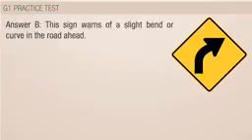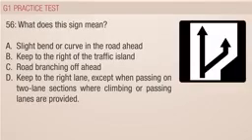Answer B. The sign warns of a slight bend or curve in the road ahead. Question 56. What does this sign mean? A. Slight bend or curve in the road ahead. B. Keep to the right of the traffic island. C. Road branching off ahead. D. Keep to the right lane, except when passing on two-lane sections where climbing or passing lanes are provided.